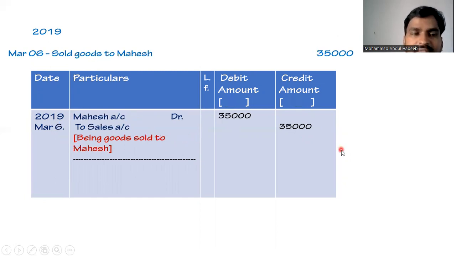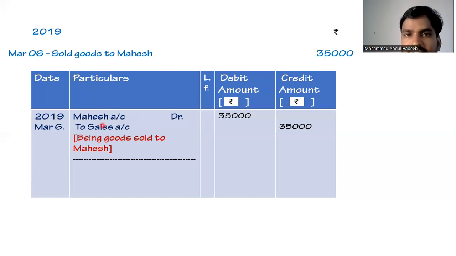Coming to the next transaction, which is on 2019 March 6, sold goods to Mahesh 35,000. The date will be taken as 2019 March 6. Sales is an income to the business, so sales will be credited, and the goods are being sold to Mahesh. Mahesh is the receiver of the goods, so it is a credit transaction, and the name of Mahesh will be recorded on the debit side.